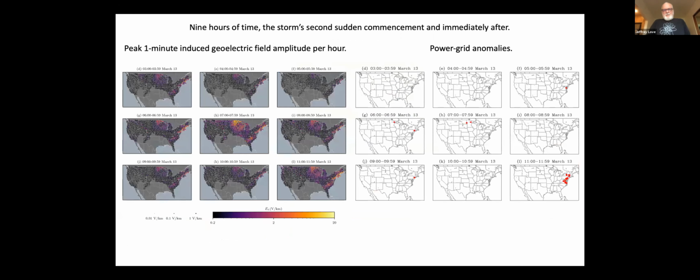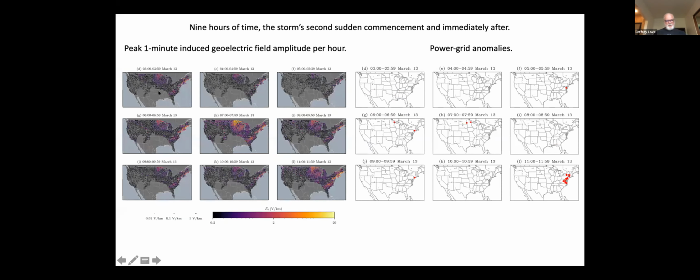All right, just show some of the results here very quickly. On the left here, we show maps of the peak estimated 1-minute induced geoelectric field per hour. So each hour we look at the electric field that we're estimating, which has 1-minute resolution, and we plot the amplitude of the peak amplitude realized over the course of each hour.